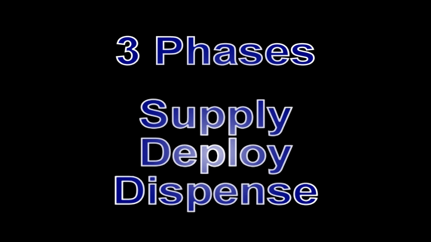First, the items come in to a supply point or a warehouse. From there, they are deployed out to a clinic, and then from the clinic, they are dispensed out to the individual. So let's look at the first part, the supply.